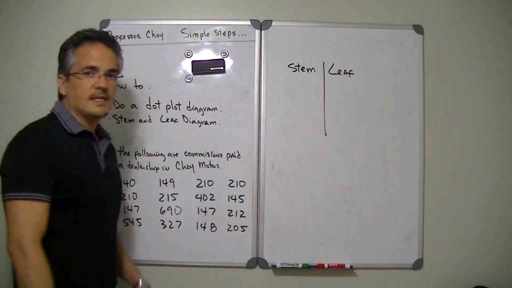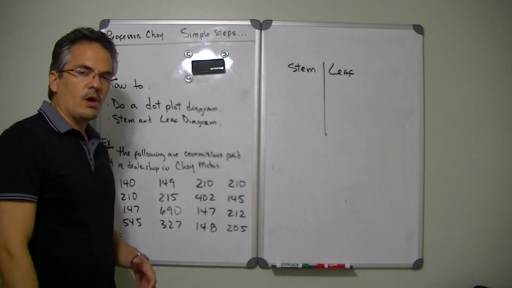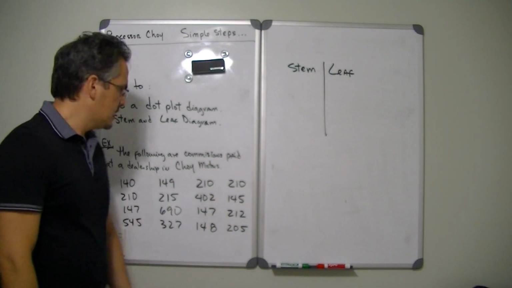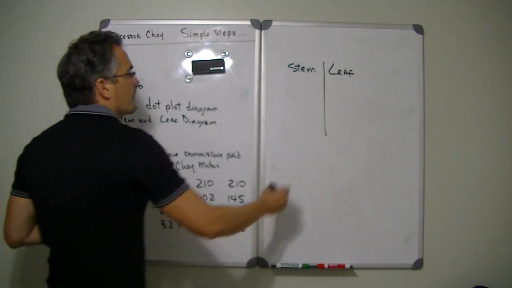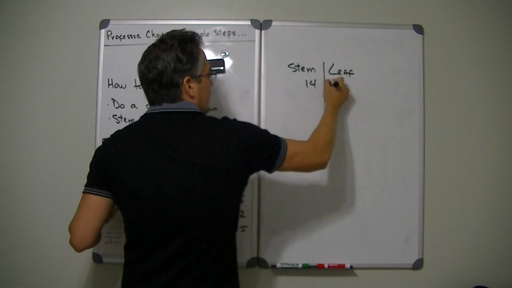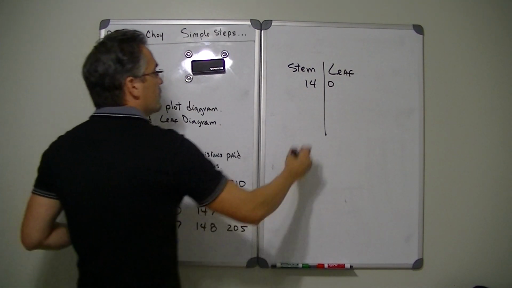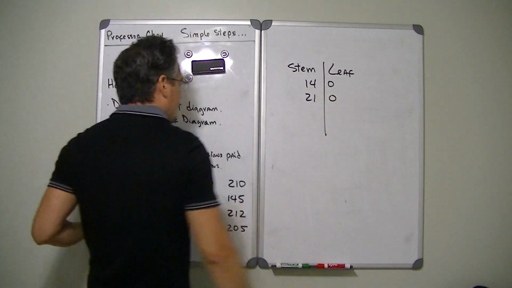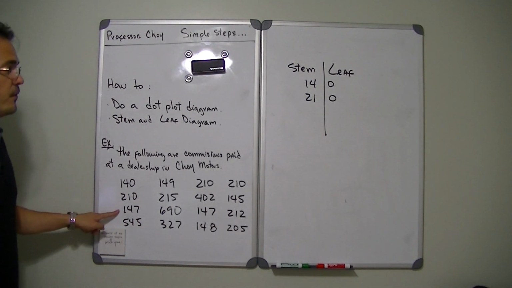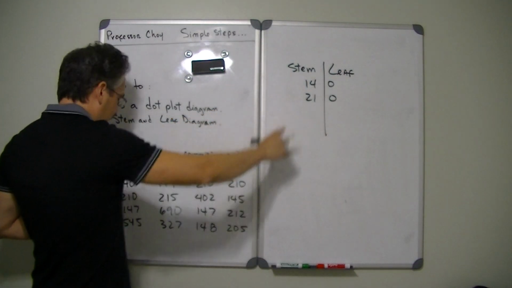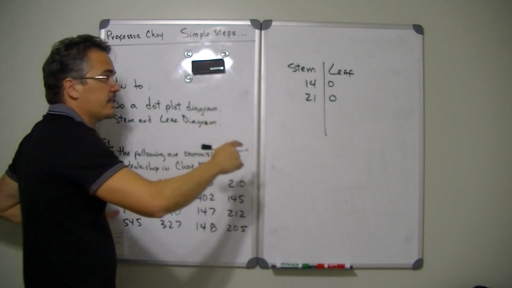Alright, now the stem is going to be whatever numbers you got in the front. The leaf is always the one number at the end. So if we got 140, we're going to put 14 and then a 0. Alright, if we got a 210, we're going to put 21 and then a 0. We got 147. Notice that we already have a 1-4, so we don't need to put another 1-4. We only got to put the 7.